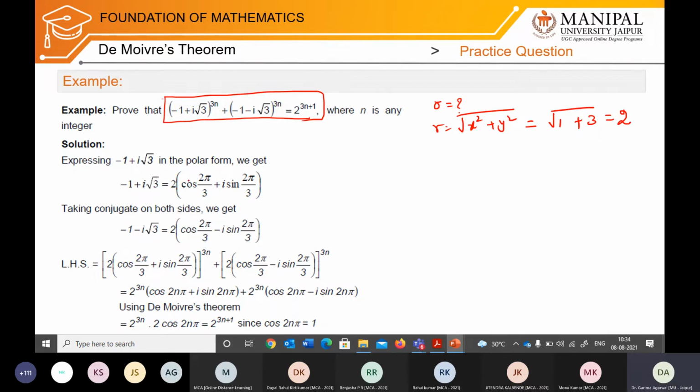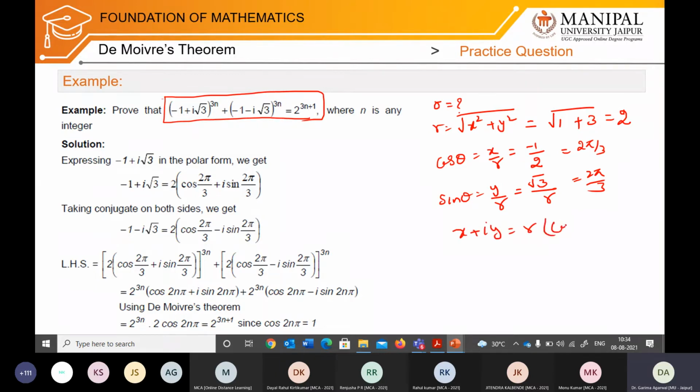Then the value of cos theta is x by r. The value of x is minus 1, the value of r is 2. Similarly, sin theta is y by r. The value of y is root 3 by 2. Theta is equal to 2 pi by 3, right? So the polar form is x plus iota y can be written as r cos theta plus iota sin theta. R is 2, theta is 2 pi by 3. So this is the polar form of the given term, this first term.